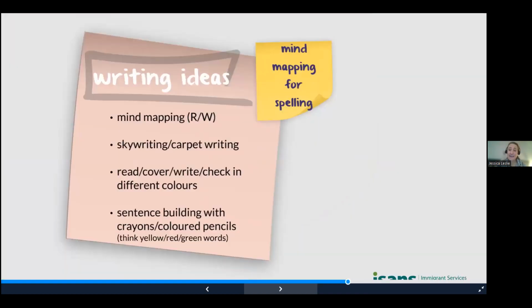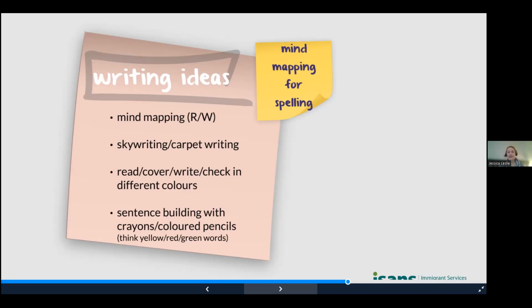Okay, again, skywriting or carpet writing. A lot of these are going to overlap, reading and writing, obviously. But same thing, the tactile, the sensation in your fingertips. If you're writing those tricky vocabulary words like we were talking about with the visualization, having them write those on the ground, on the carpet, and the feeling in their fingertips is going to help with remembering how to spell a trickier word.